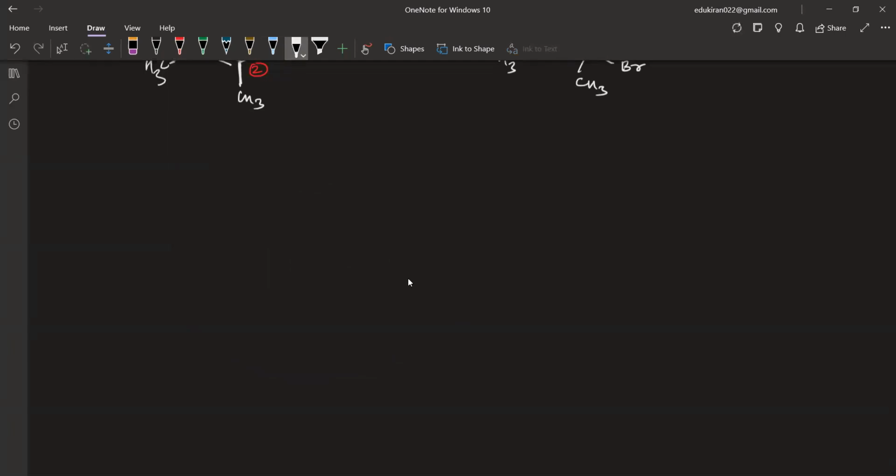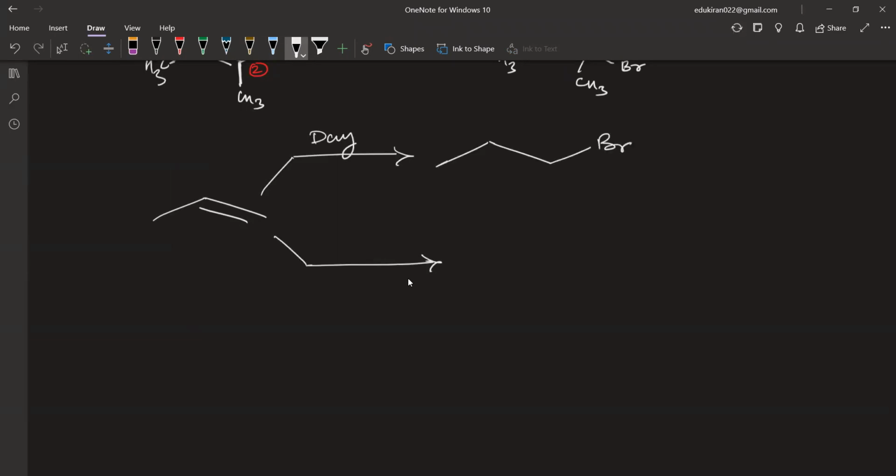And Markovnikov, what he saw was that if he was doing some kind of reaction, halogenation, he said that if I have something like this, I mainly get two major products. If I do it in the day, then I get something like this. But if I do it at night, then I get something like this.